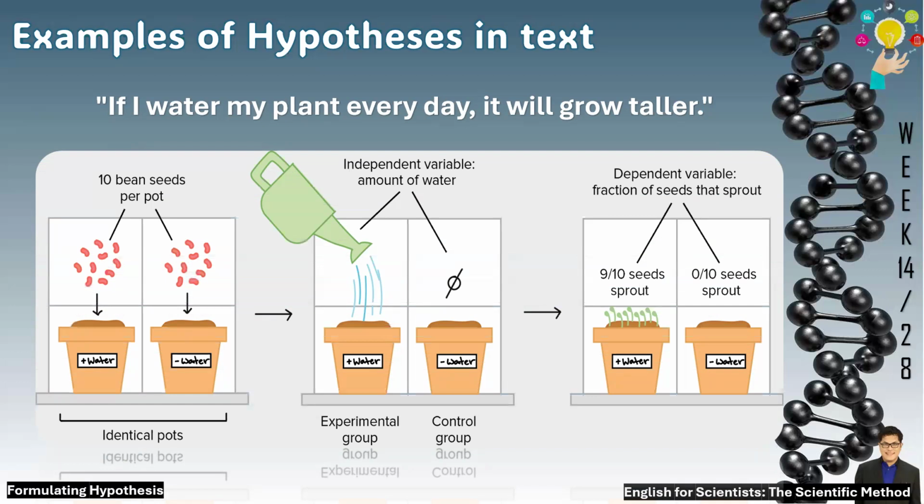In this picture that you can see right now, you put 10 bean seeds per pot, and you have two illustrations here: with water and without water. And definitely you will see the difference after some time between the pot with seeds that you watered and the other one with seeds without water, right? So that's why you come up with this hypothesis: if I water my plant every day, it will grow taller.